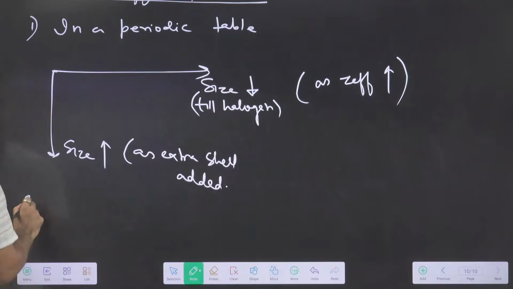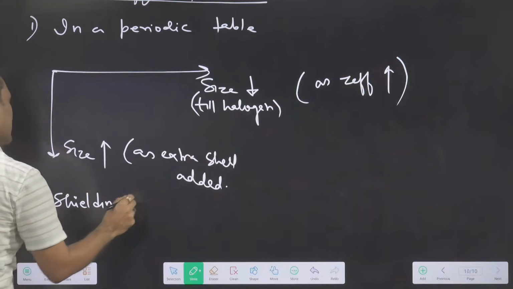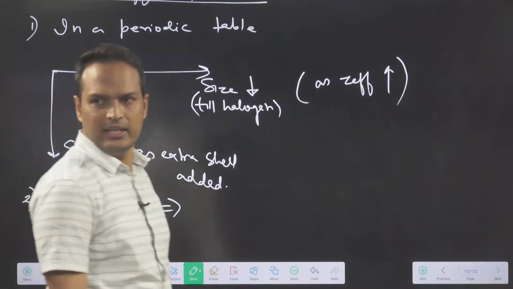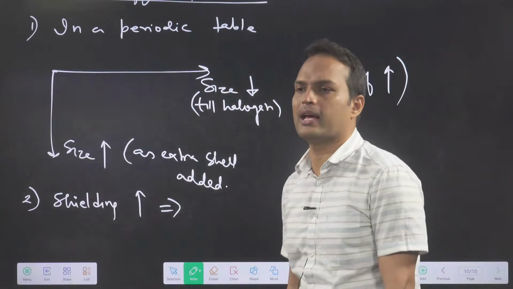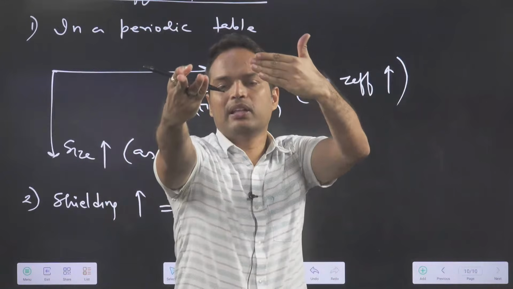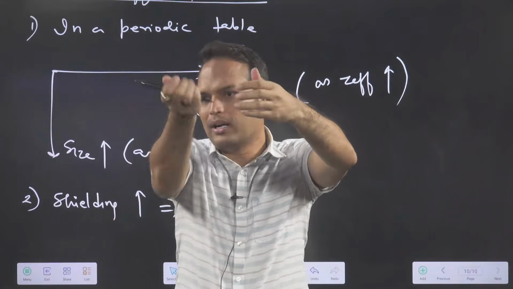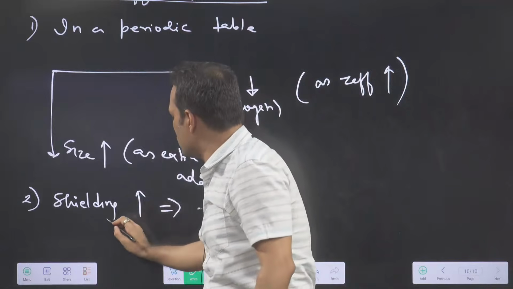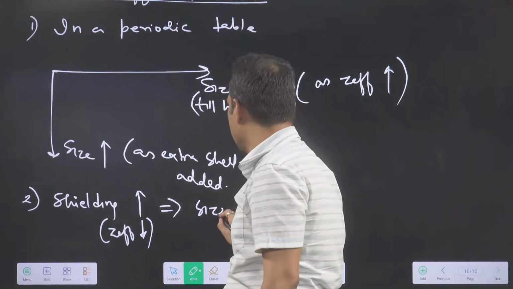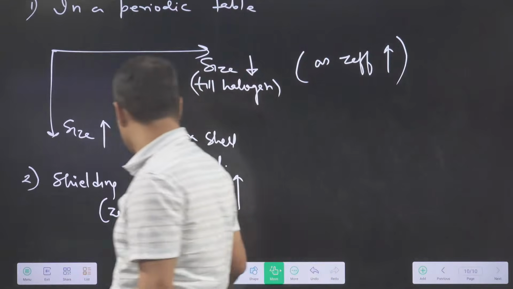Okay, let's come to the second part now. Second part, what we are saying: shielding. Shielding increases, then what happens to size? Shielding was what? One shield coming. So between the electron and the nucleus, between you and me, shield is there. So I cannot attract you. So you can say shielding increases, that means Z effective decreases. So the size will increase.